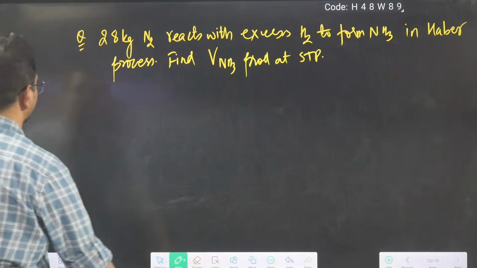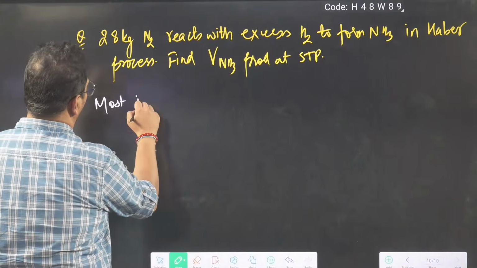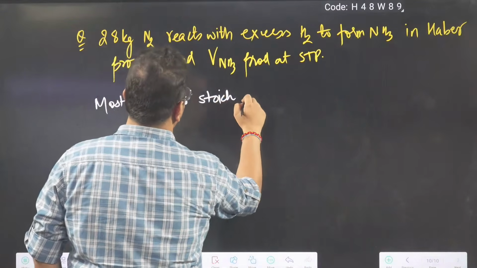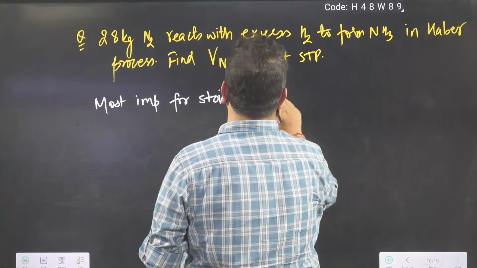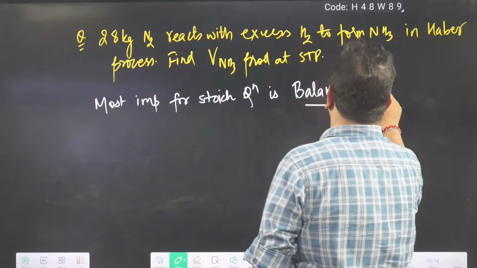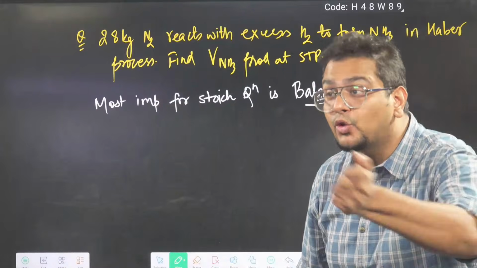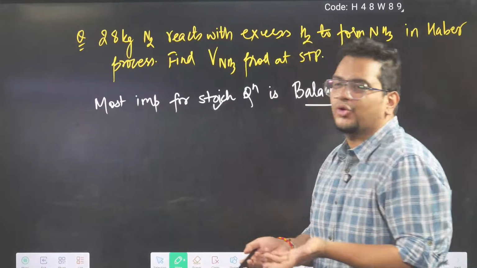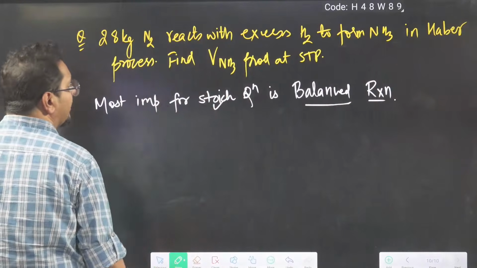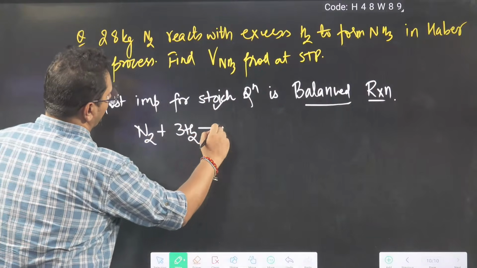So number one, bhai, the most important thing for a stoichiometric question is a balanced chemical reaction. If you don't have a balanced chemical reaction, you will not even have stoichiometry. So how will you apply stoichiometry without it? So the most important thing for a stoichiometry question is the reaction. The reaction is N2 + 3H2 gives 2NH3.